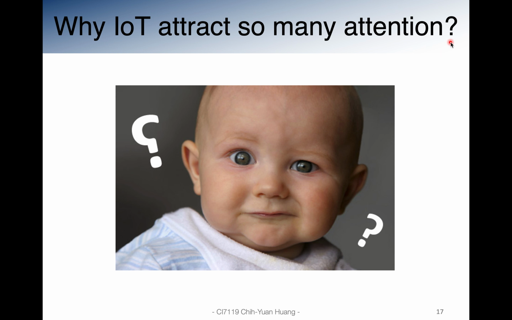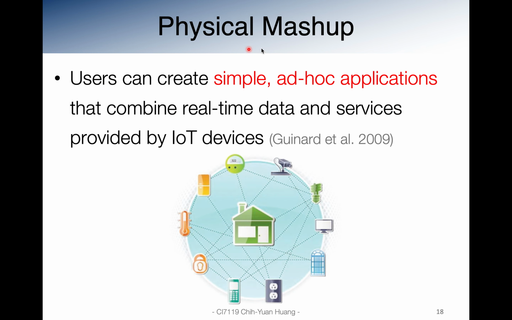However, if we talk about the tasking capability and the sensing capability independently and individually, there's just a certain amount of applications that they can support. Of course, don't get me wrong. By using the sensing capability or the tasking capability independently, it can already achieve and support many applications. But where the IoT shines or attracts many attentions is because of the idea that is called the physical mashup.